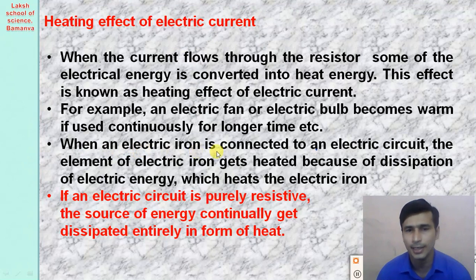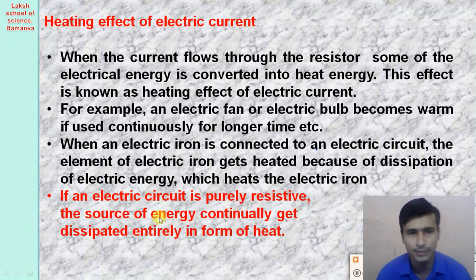When an electric iron is connected to an electric circuit, the element of the electric iron gets heated because of the dissipation of electrical energy, which heats the iron. So the electric iron is also a practical application of the heating effect of electric current. When the iron is connected in a circuit, it gets heated, the heat energy is dissipated, and it becomes warm.